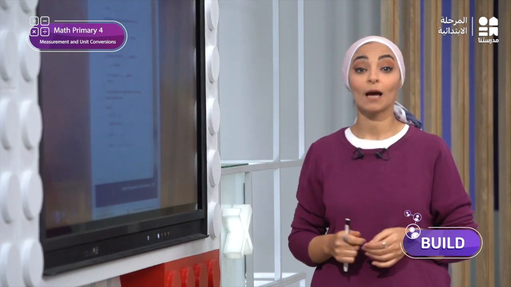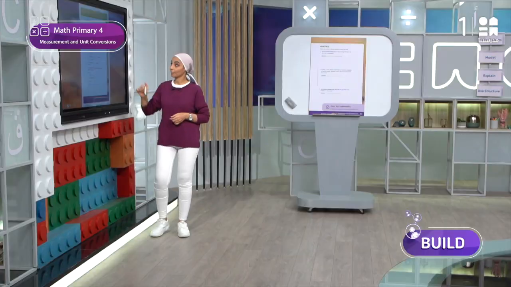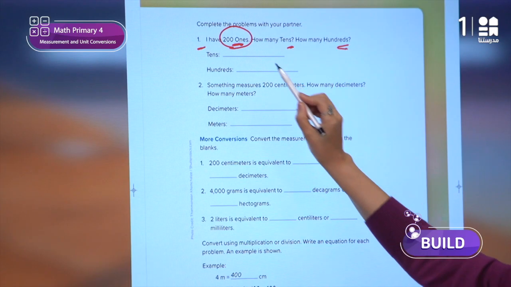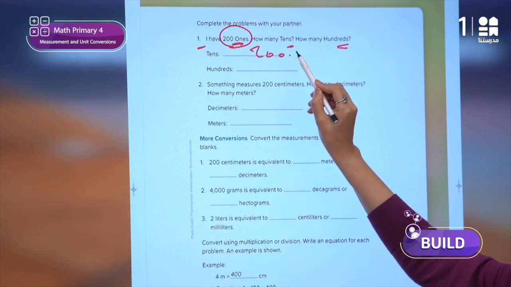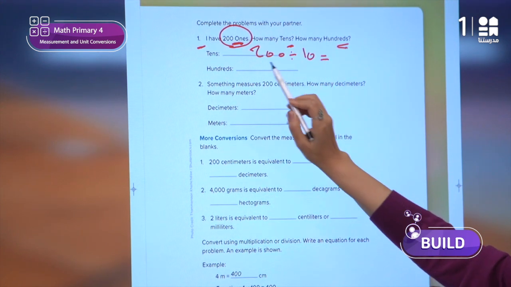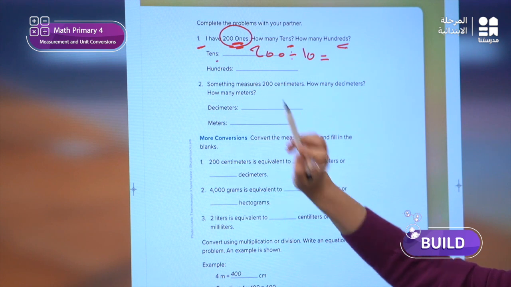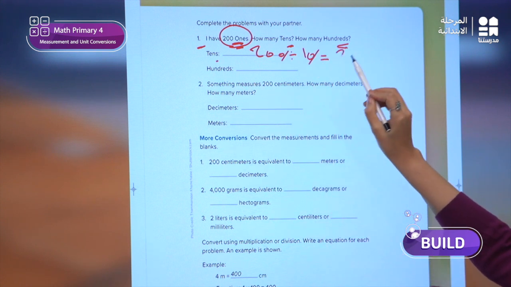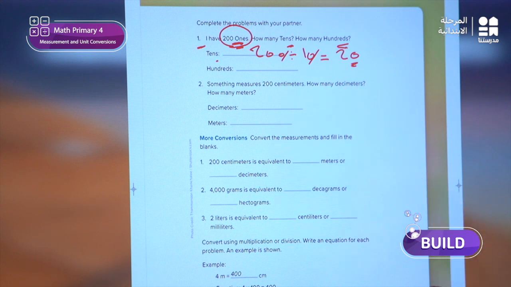يبقى هعمل إيه؟ هعمل divide by 10. طيب يبقى أنا هعمل 200 divided by 10. Here 200 divided by 10. بعمل كده ليه؟ عشان أحول from ones to tens. 200 divided by 10, yes, gives me 20. يبقى I have 20 tens.